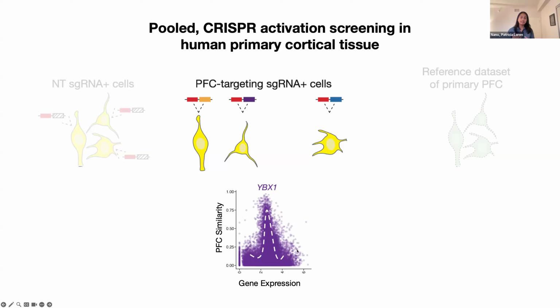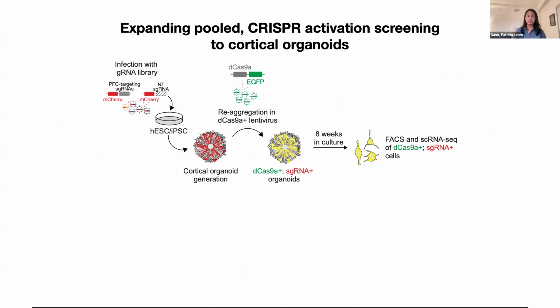Now, teasing apart what's underlying this witch hat pattern is going to be difficult in human primary cortical tissues because of the relative inaccessibility of this model. So to make sure that I can actually have a mechanistic platform to test what YBX1 and other hits are doing, I wanted to take this screen and now apply it to our organoid and chimeroid model.